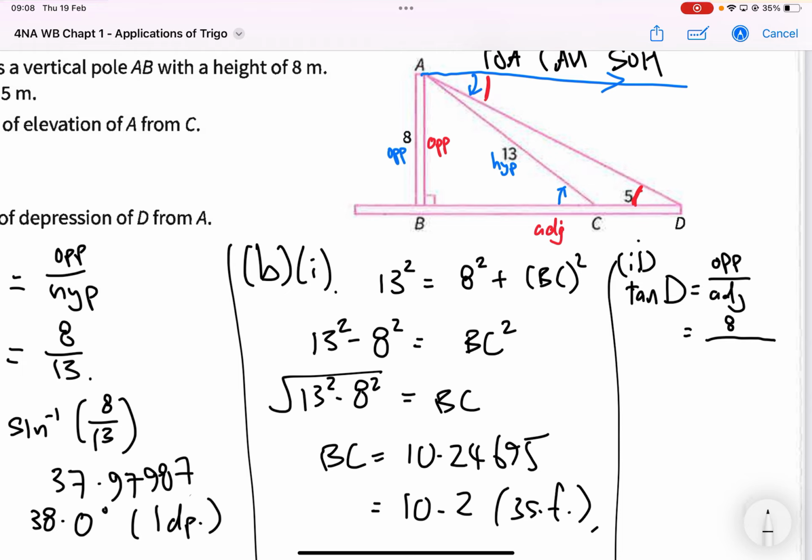Okay, so opposite is 8, adjacent is BD. So when I write here, BD is BC plus 5.